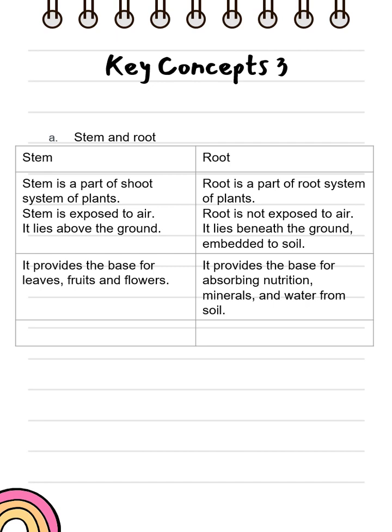Key concepts 3. Stem and root. Stem. Stem is a part of a shoot system of plants. Stem is exposed to air. It lies above the ground and it provides the base for leaves, fruits and flower.